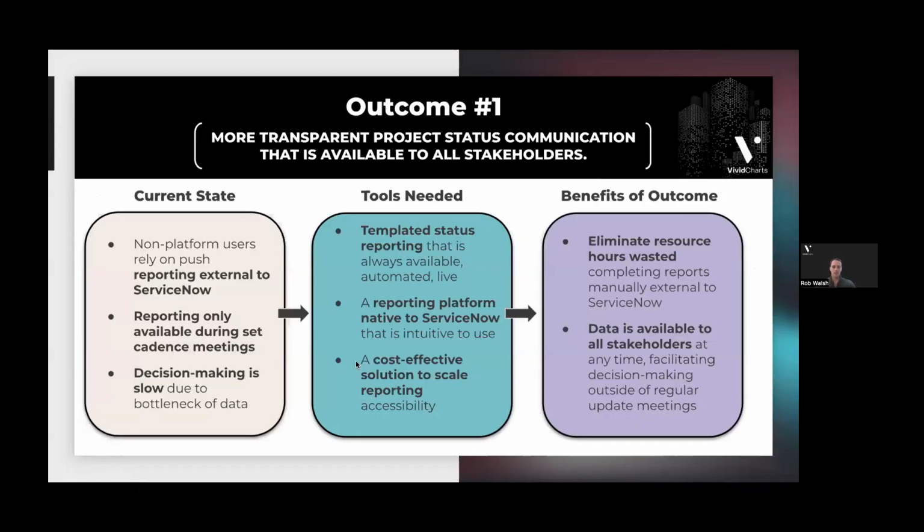So now let's take a look at each outcome individually and start to dissect it a little bit more. And then after we go through each of these, we're actually going to step into the product and have a look at, how do we take away some of these pain points and barriers to great SPM reporting and achieving some of the outcomes here and the benefits listed on the slide. So the first one we're going to take a deeper look at is more transparent project status communication that's available to all stakeholders, not just those that are working in the ServiceNow platform.